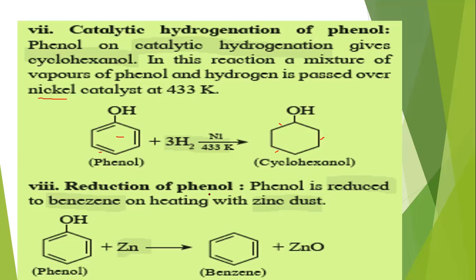Reduction of phenol. Phenol is reduced to benzene on heating with zinc dust. So when phenol is heated with metallic zinc, it gives benzene plus zinc oxide.